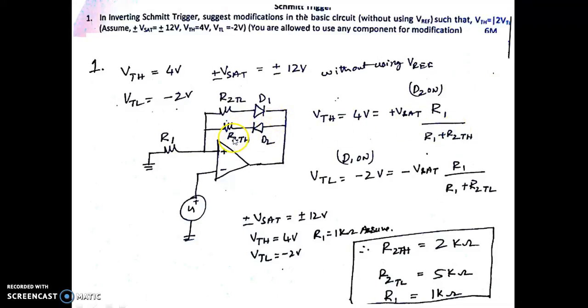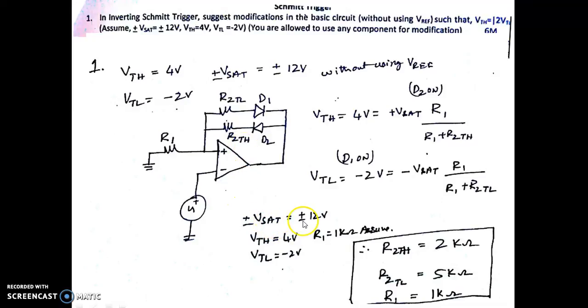Corresponding to that, we won't have this R2TH. So I am writing this as R2TH. And similarly, for the expression for VTL, where D1 is on, the expression for VTL happens to be minus Vsat R1 divided by R1 plus R2TL. So we have named this resistor as R2TL and this as R2TH. Instead of writing it simply as R2, we are differentiating this as R2TL, which is responsible for the lower threshold, and R2TH, responsible for the higher threshold voltage.